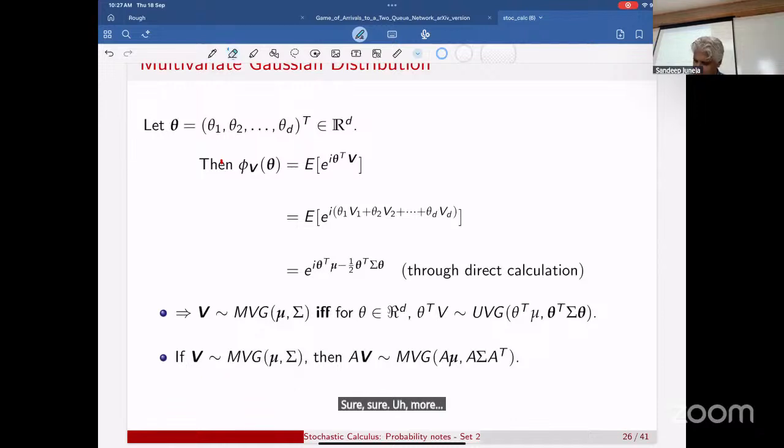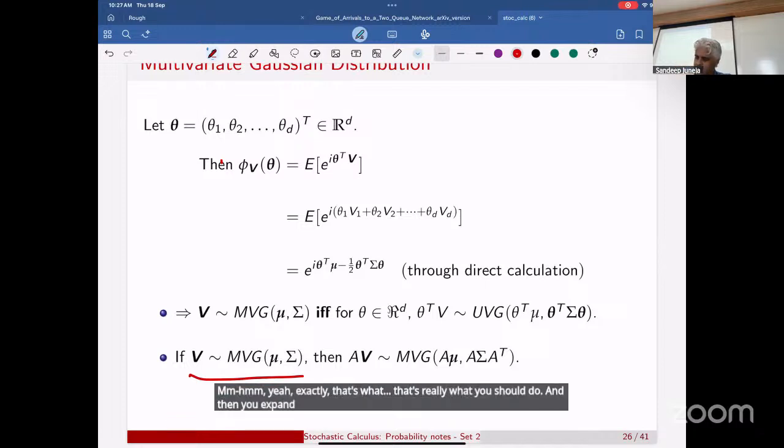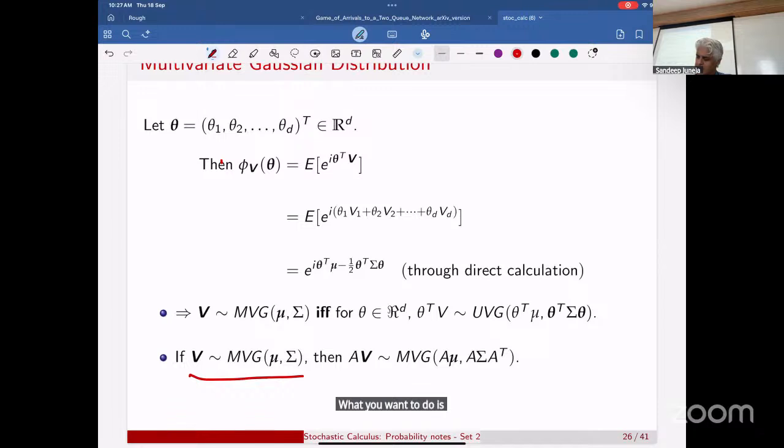More directly, how about e raised to the power i alpha theta transpose times AV? Exactly, that's what you should do, and then you expand on it. Let's call Y equal to AV. Now we want to show that E of e to the i theta transpose Y has the characteristic function, the multivariate version of this. That's right.